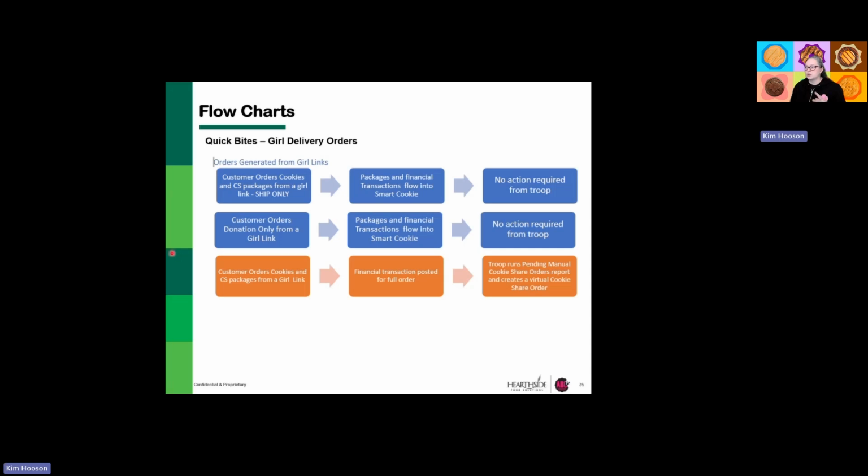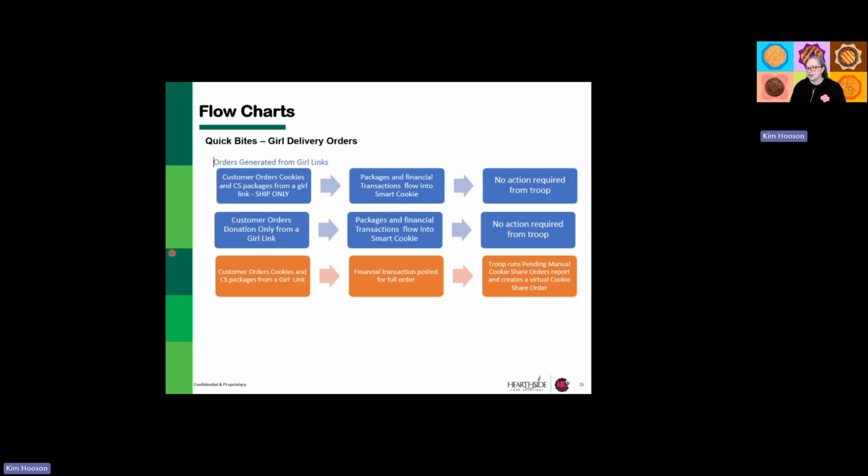Okay, so then just a quick flow chart on how packages go in and out. If a customer orders cookies and cookie share packages from a Girl's Link ship only, the packages will flow into Smart Cookies. The troop doesn't need to do anything on their end. If a customer orders for donation only from the Girl's Cookie Link, pays for them by credit card through Digital Cookie, no action is required.